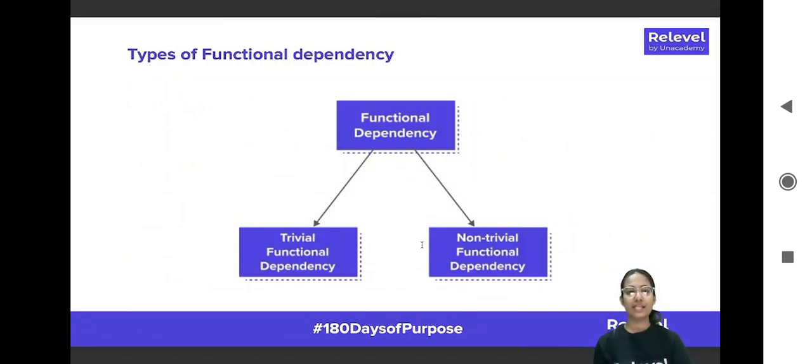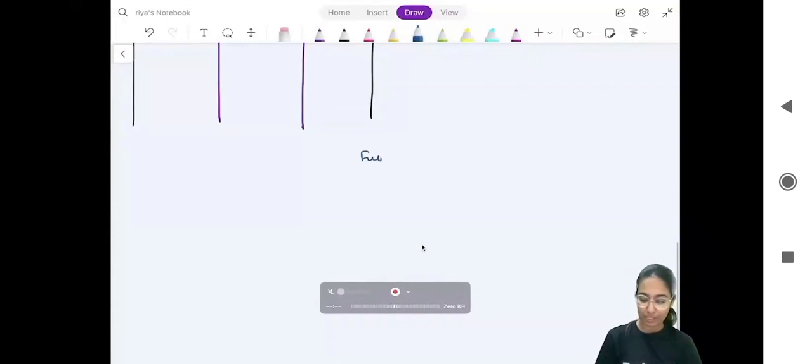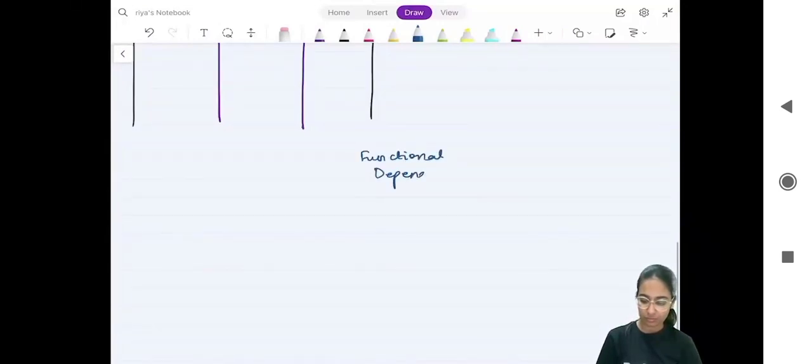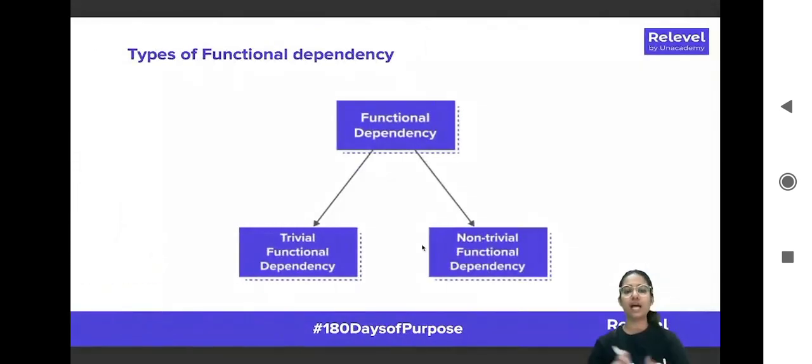Now the next thing is, what are the different types of functional dependencies? Okay, so we have a total of two types of functional dependencies. We have the first one as trivial and the second one as non-trivial. Okay, two types of functional dependencies are there.